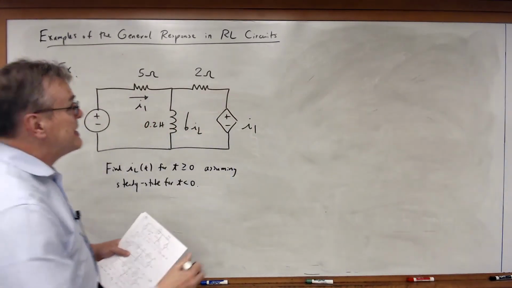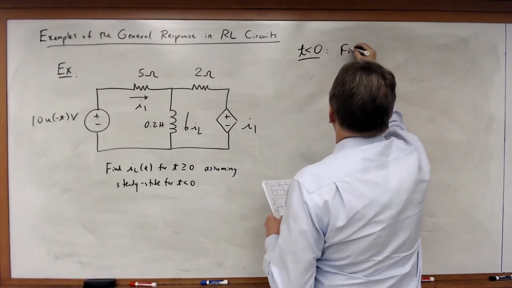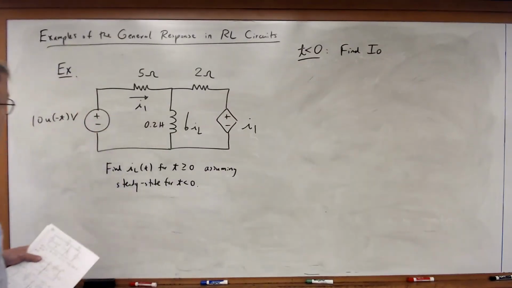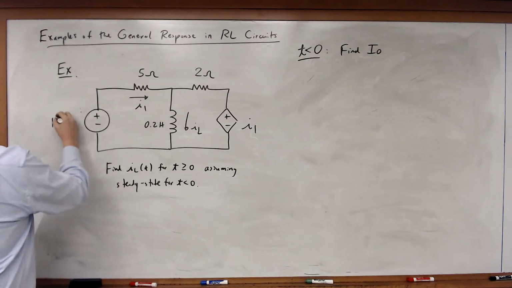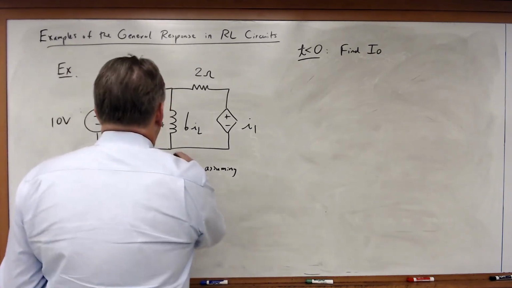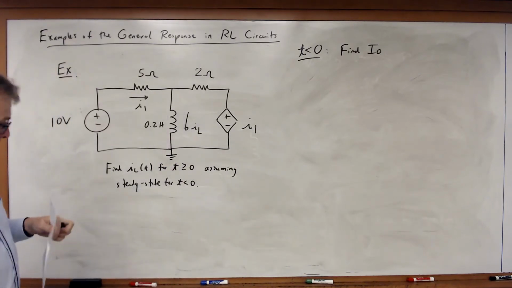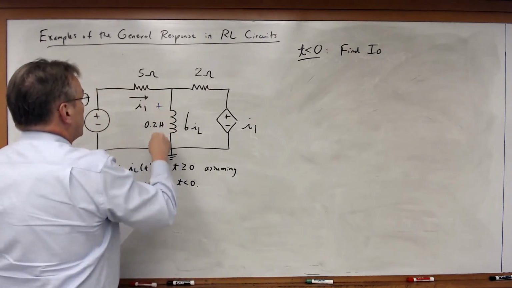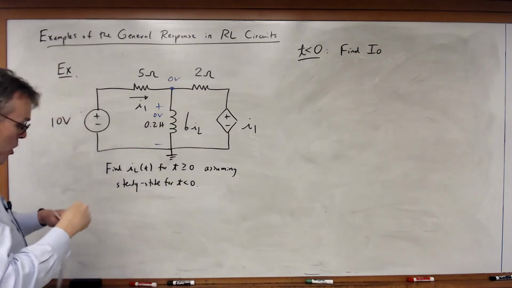So in this case, for t less than 0, let's find our initial condition, I0. For t less than 0, I've got a 10-volt source that's turned on. And in this case, I'm going to ground this. Now, I'm in steady state for t less than 0, so I must have 0 volts across this inductor. It's behaving like a wire, which means therefore I must have 0 volts at that node as well.